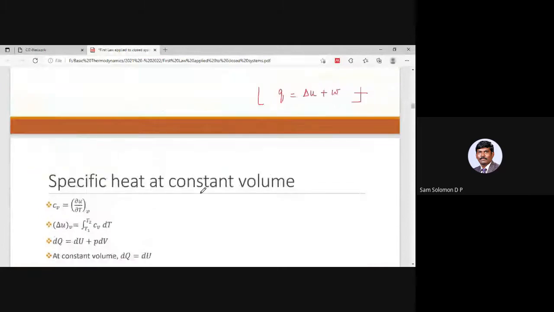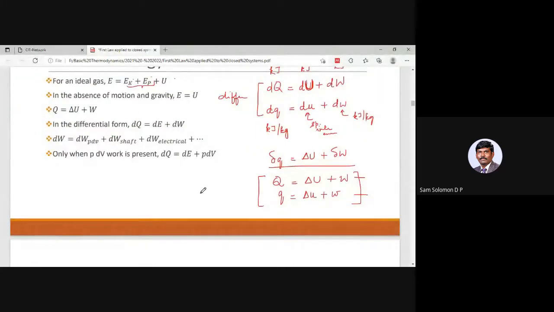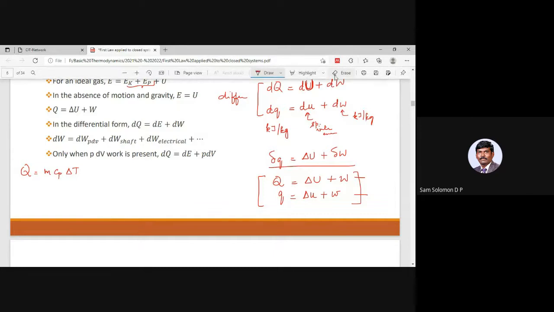Then the next one is specific heat at constant volume. Most of you would have studied this definition in your plus one, plus two, where Q equals m Cp delta T, or in some cases, let's start with m Cv delta T, which is applicable when the process is taking place at constant volume. So we define Cv as Q divided by m times delta T.